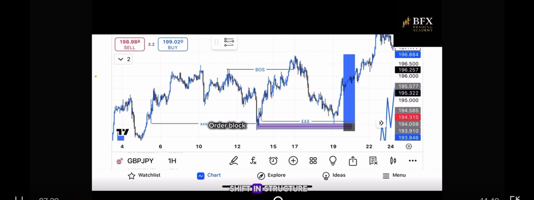Guys, a shift in structure. You can dive into the lower time frame to get that. This is not a structure shift. Okay. So now, a shift in structure, change of character.